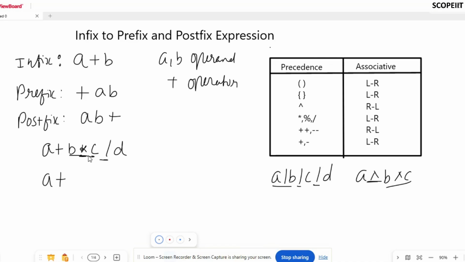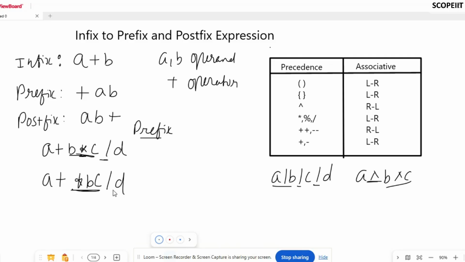Now consider this as one term, that is B multiplied by C. Now you want to convert it into prefix form. Prefix means what? Multiplication will be first, so it will become multiply BC. Now consider this as one term. Always underline so that you will not face any problem. After that, divide D.